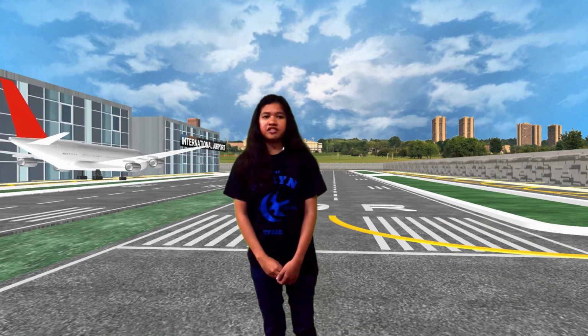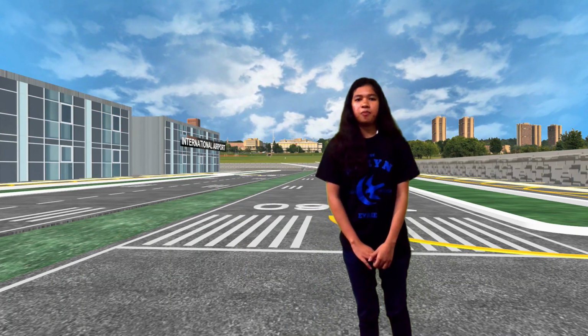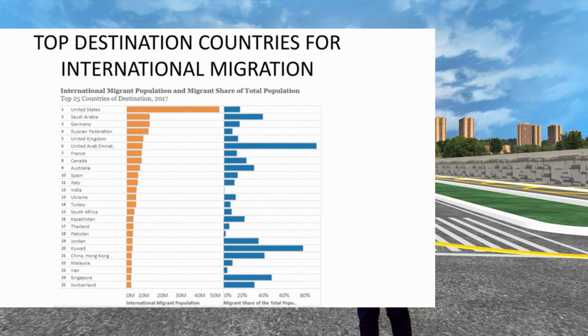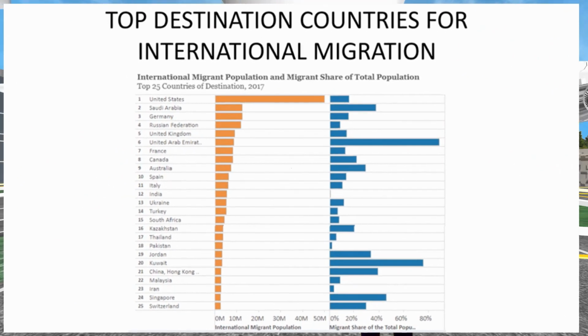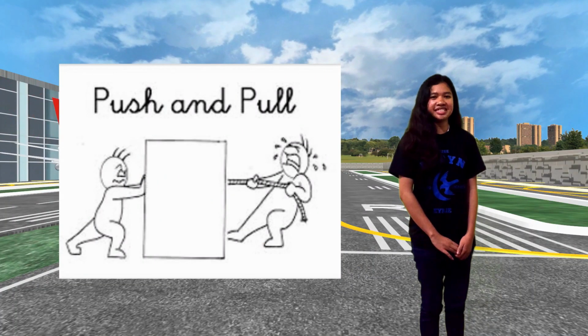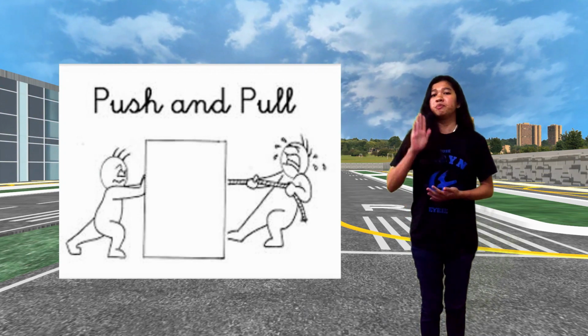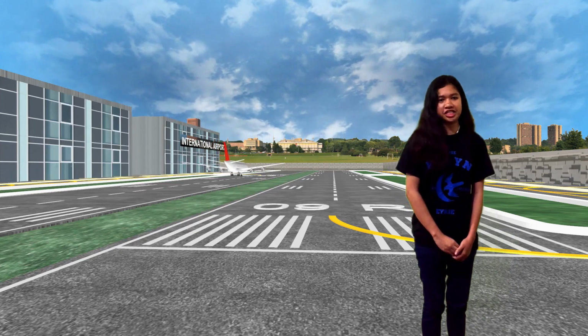Most global migration is from developing countries to the developed ones. The United States is the top recipient of international migrants, having 49,777,000 in the year 2017. Causes of migration can be seen as a series of push and pull factors. Those factors which either push someone into migration or attract them.